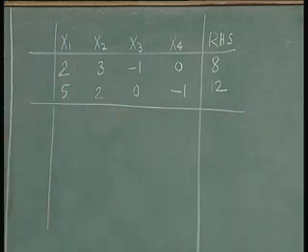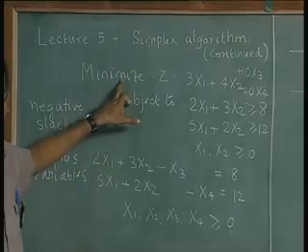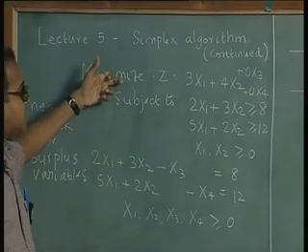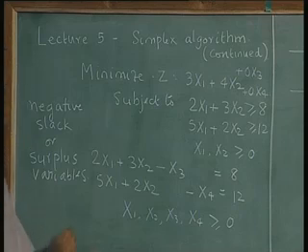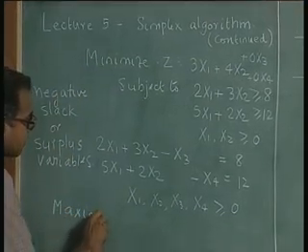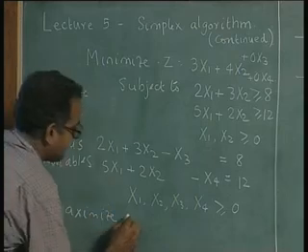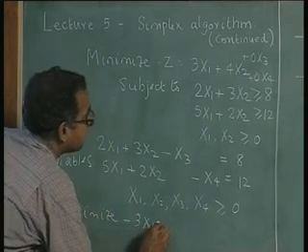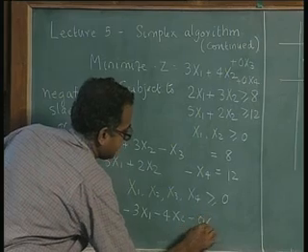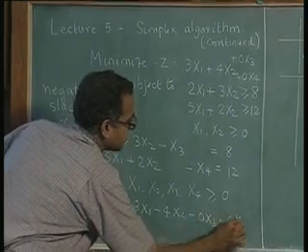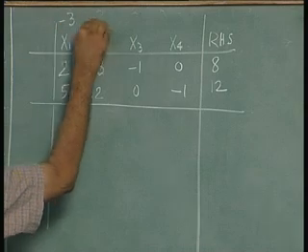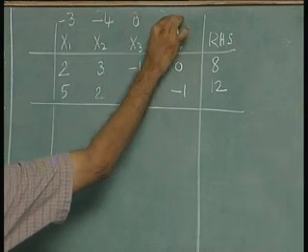The objective function coefficient is a minimization problem. Since we are used to solving a maximization problem, we convert this minimization objective to a maximization objective and the problem would become: maximize minus 3x1 minus 4x2 plus 0x3 minus 0x4. So we would get here minus 3, minus 4, 0 and 0.